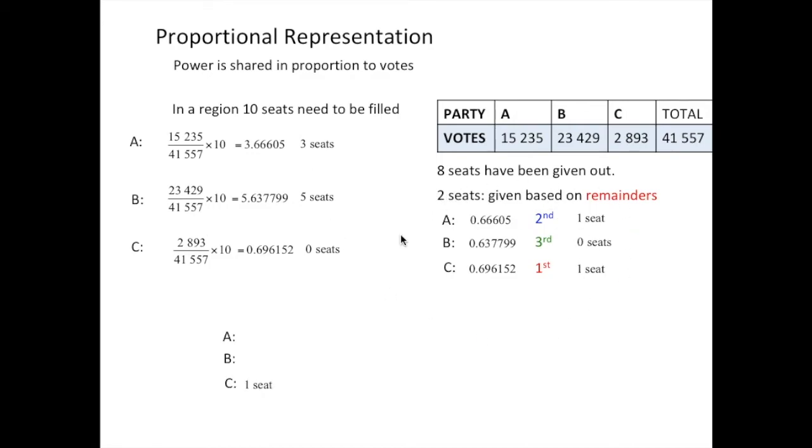A has 4 seats. B has 5 seats. And C has 1 seat. And that's proportional representation. And that's it for voting procedures.